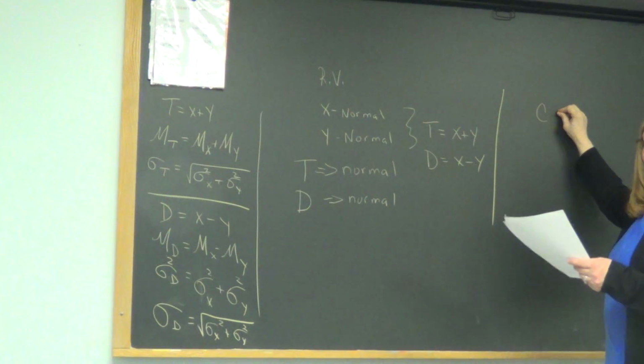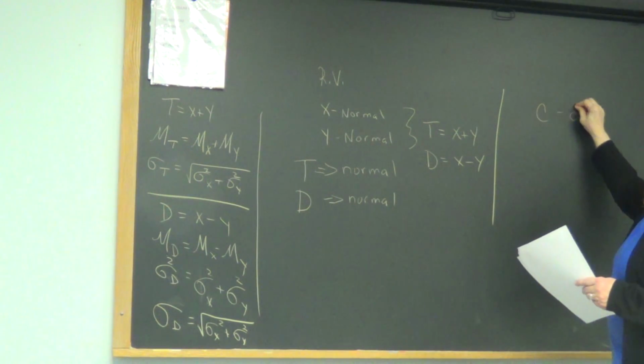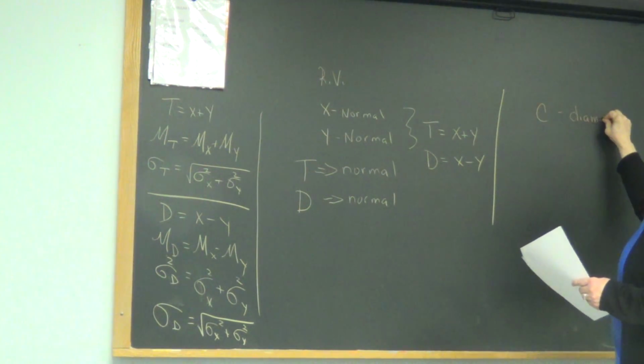So, taking notes with your cups. Soy-based ink. C is the random variable. It's the diameter of the cup.